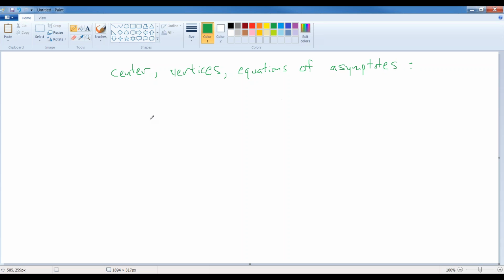And I say that, let's say, x squared divided by 25 minus y squared divided by 4 equals 1. This is a classic example of a hyperbola. The reason why you know it's a hyperbola is because there is a minus sign in the middle. If this were a plus sign, it would be an ellipse.